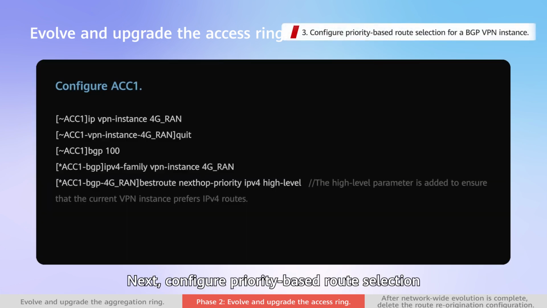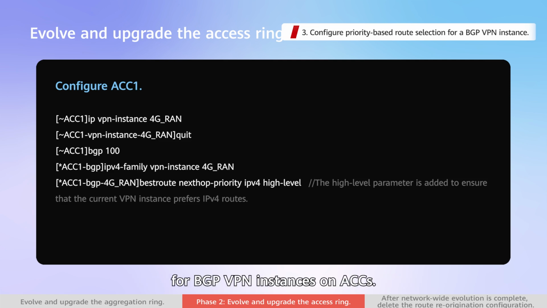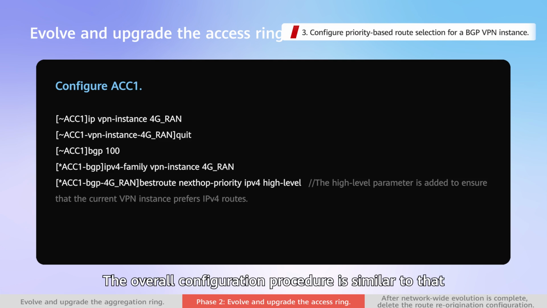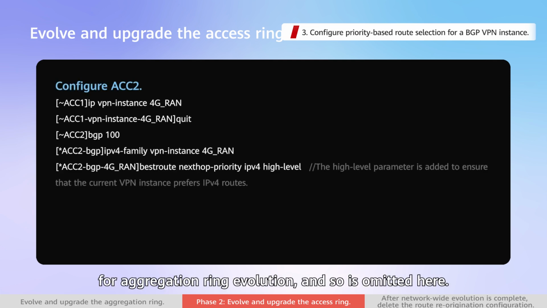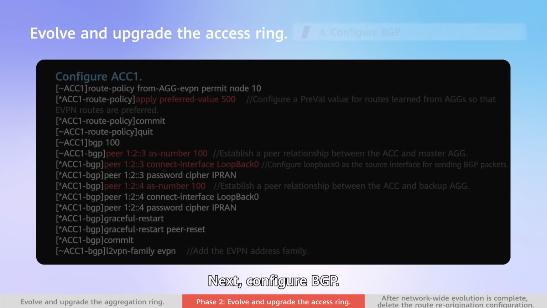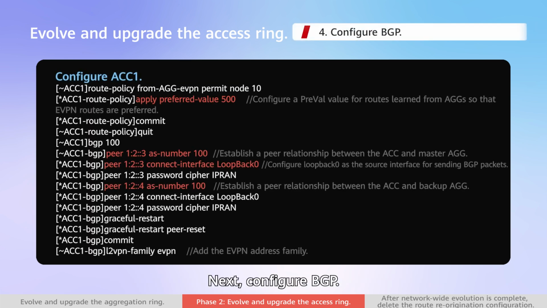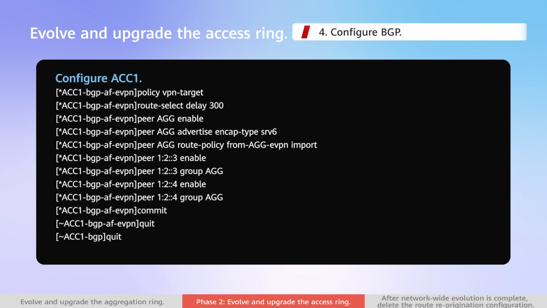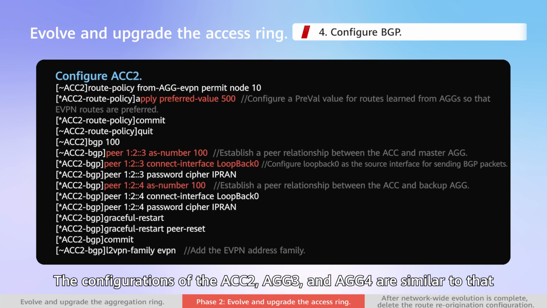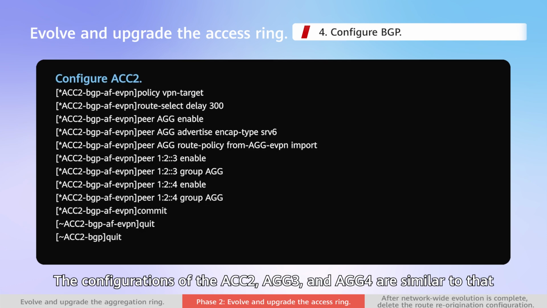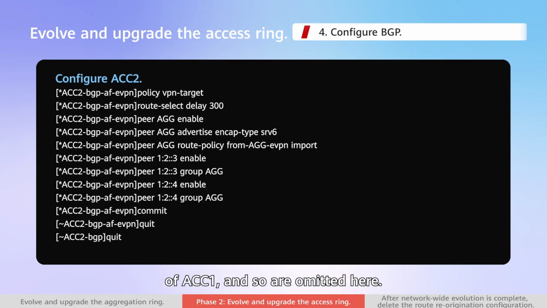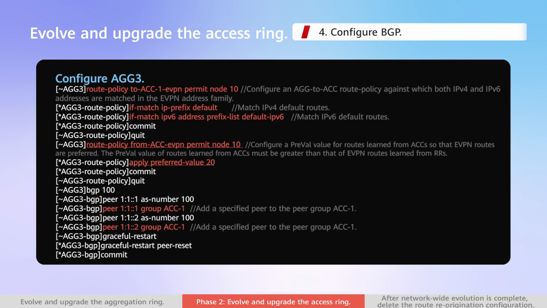Next, configure priority-based route selection for BGP-VPN instances on ACCs. The overall configuration procedure is similar to that for aggregation ring evolution, and so is omitted here. Next, configure BGP. This video uses ACC1 as an example. The configurations of ACC2, AGG3, and AGG4 are similar to that of ACC1, and so are omitted here.